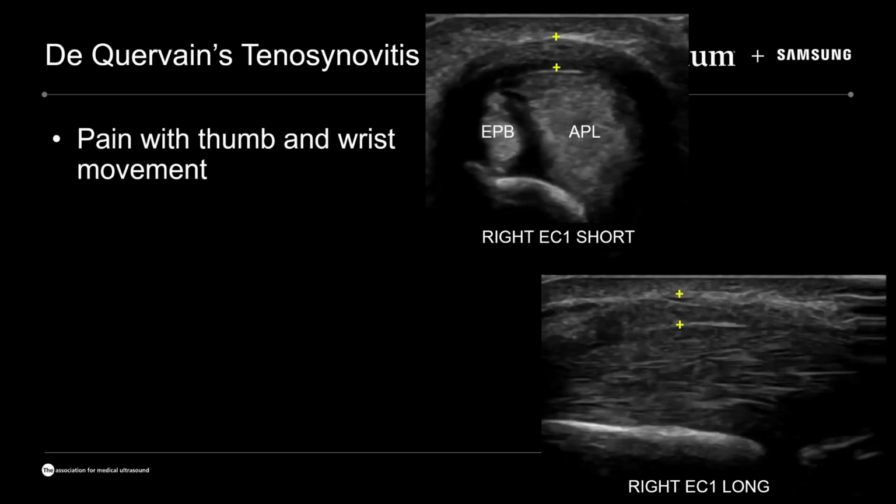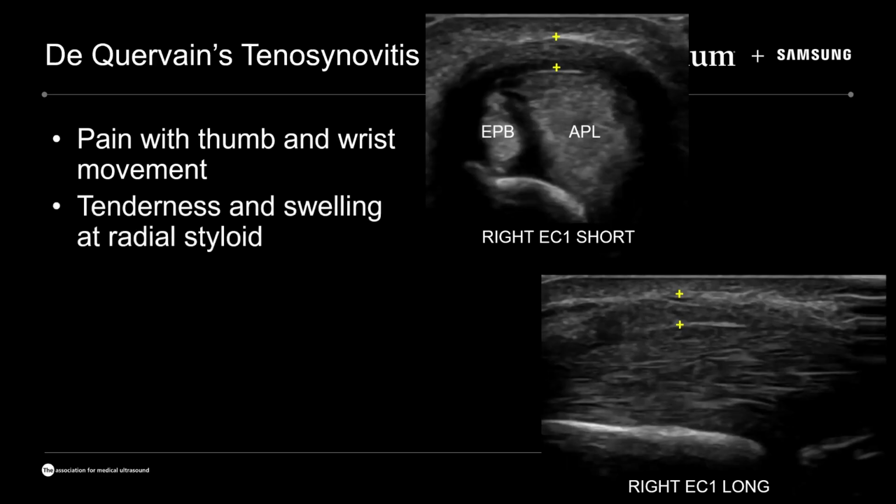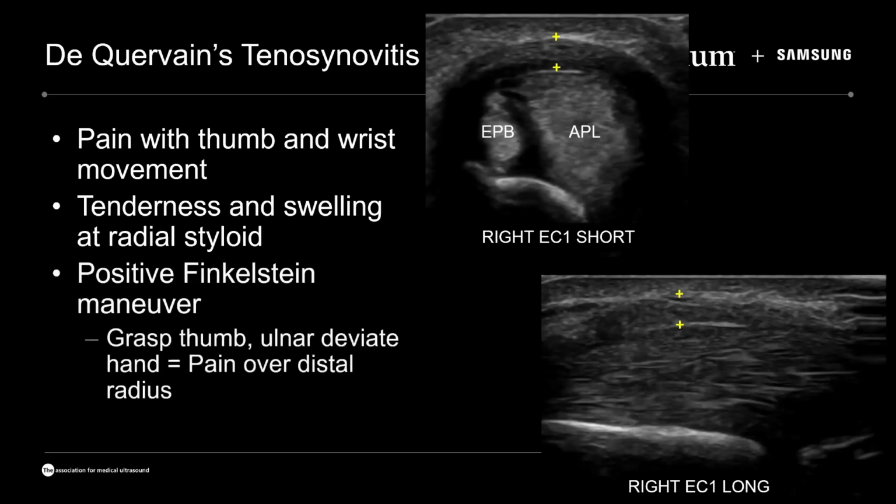And the patients will present with pain with thumb and wrist movement, and often tenderness and swelling over that radial styloid. Classically, there'll be a positive Finkelstein maneuver, and the way that is achieved is if the patient's thumb is grasped and then the hand is ulnar deviated, there'll be pain over that distal radius.